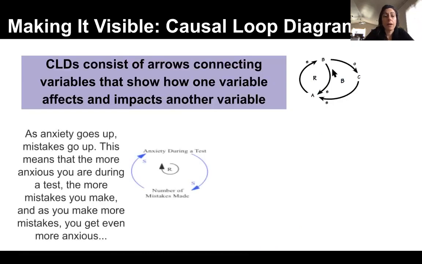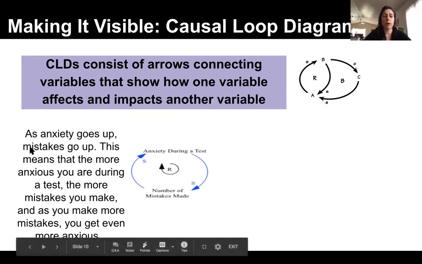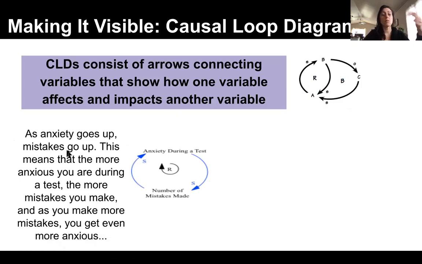So when we think about it, I'm just going to give the example here around anxiety. So here, if you were to tell this problem, right? As my anxiety goes up, my mistakes go up, and that means I'm more anxious during a test. So then I start to make even more mistakes. So then my anxiety continues to go up, right? And it becomes this reinforcing loop.